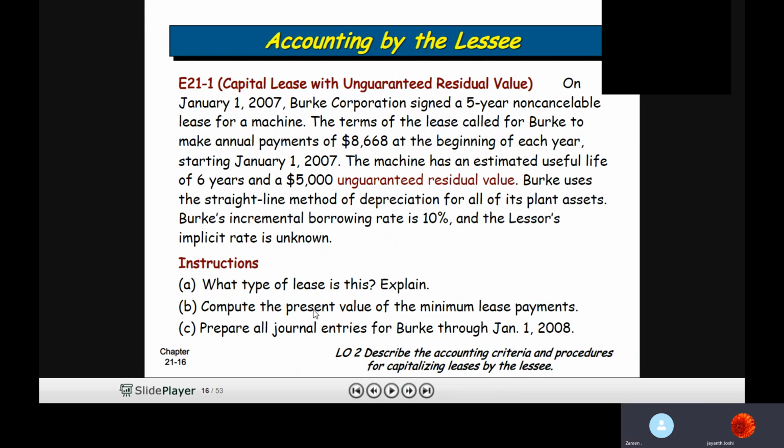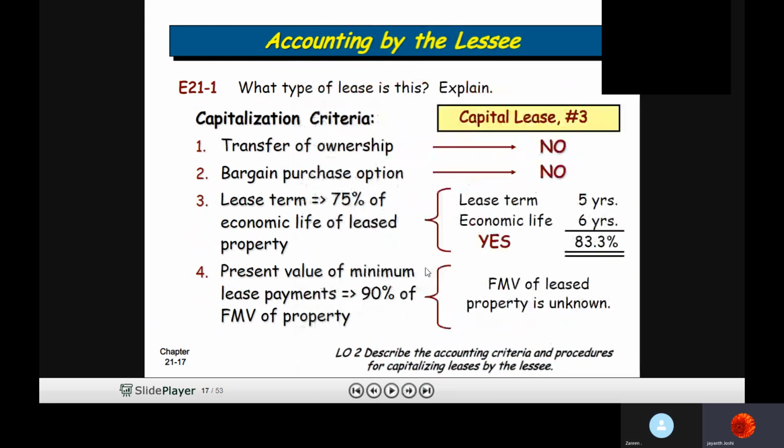So what are they asking? They are asking some simple questions: what type of lease this is, compute the PV of minimum lease payments, and journal entries. So you tell me what kind of lease this is? Capital lease, finance lease. Of course, the heading itself is given, but we will see the criteria. Transfer of ownership not mentioned. Bargain purchase option not mentioned, but we have to see whether any one of the criteria is met.